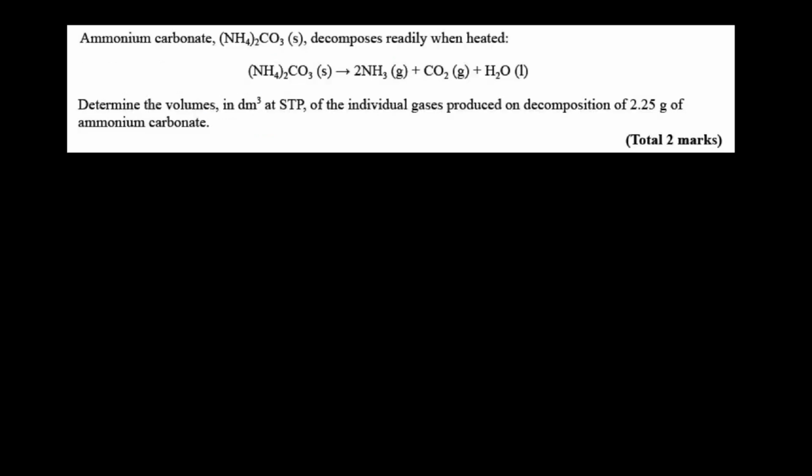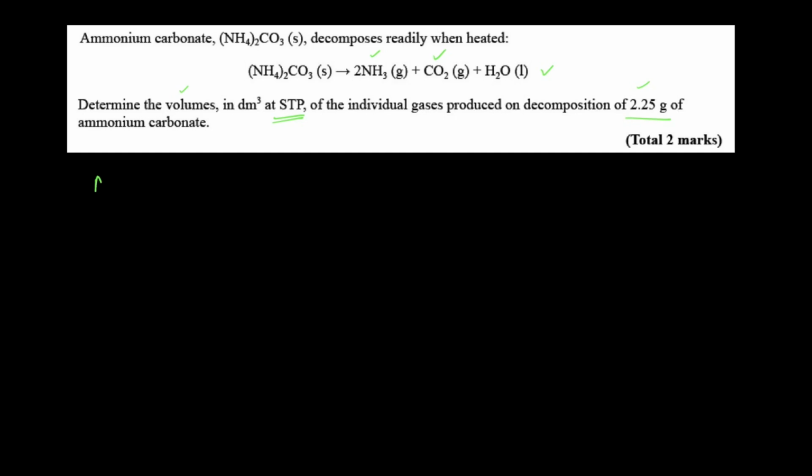Okay, so the question is, ammonium carbonate decomposes readily when heated. So the equation is given to you. Determine the volumes in dm cube at STP of the individual gases. So what are the gases? Ammonia and CO2, produced on decomposing 2.25 grams of ammonium carbonate. We have to find the volumes of these gases at STP.